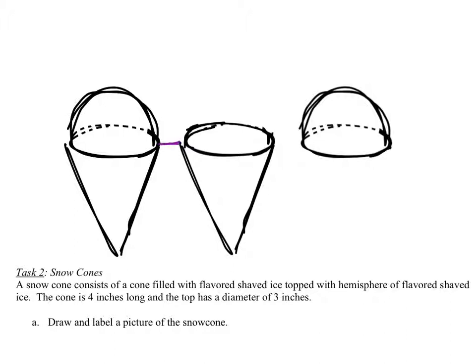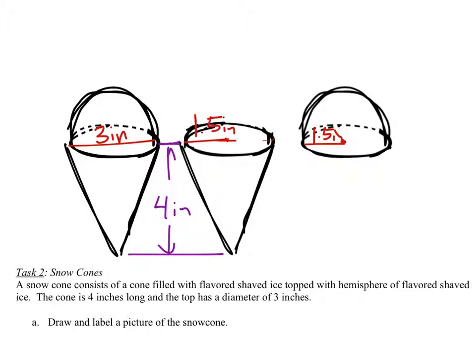So we can see that the height of the cone is 4 inches up in here. And then we got a radius of the hemisphere and of the cone, which is the same. It gave us the diameter, actually, of 3 inches. That's a huge snow cone. So if the diameter is 3 inches, then the radius is going to be half of that, 1.5. Because half of 3 inches is 1.5. So we got 1.5 inches on the hemisphere as well.